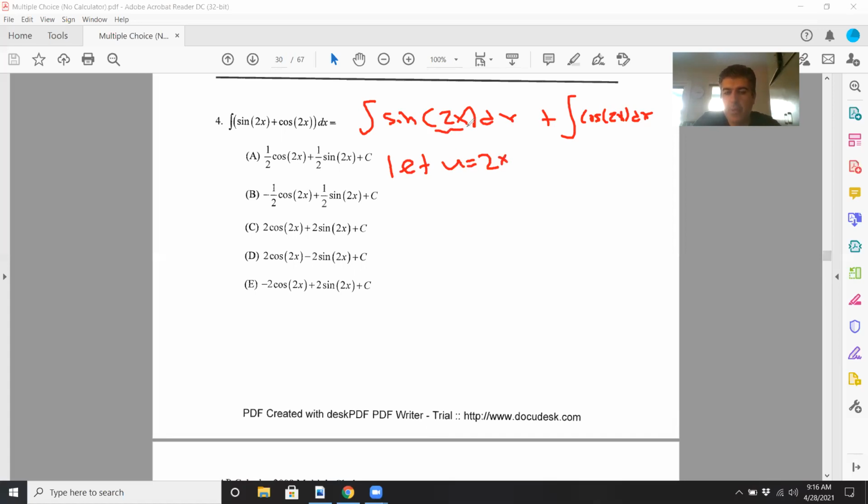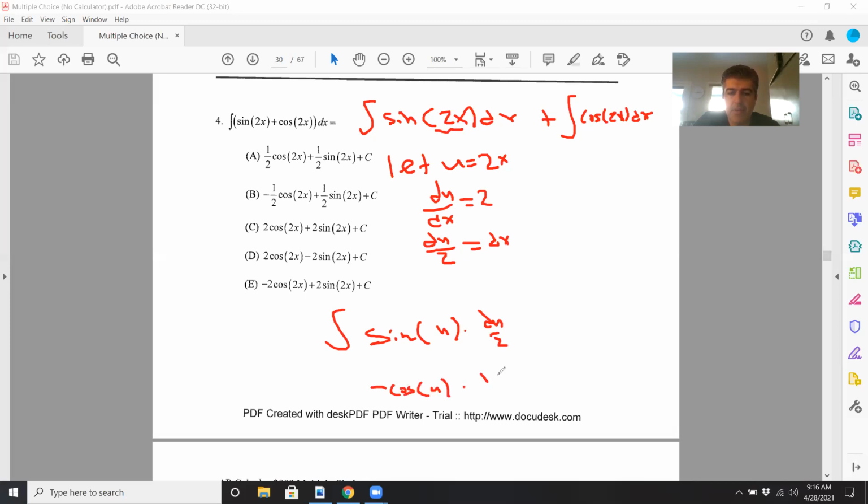So you let u equal the expression on the inside of sine. You take the derivative with respect to x. You isolate the dx. So now you have the integral of sine u with du over 2. You integrate that, you get negative cosine u times 1/2, or negative 1/2 times cosine. You bring the 2x back in.